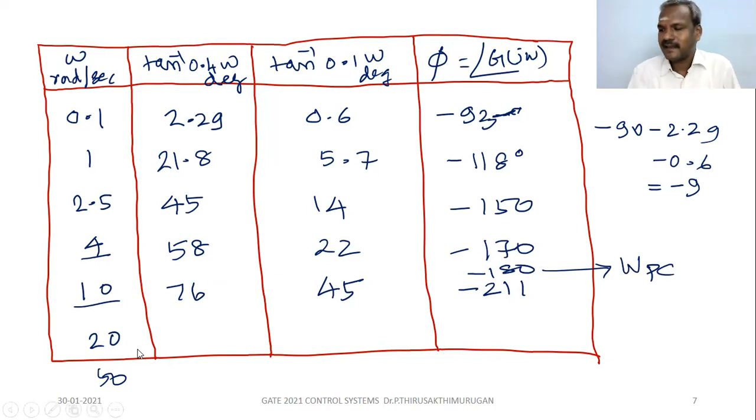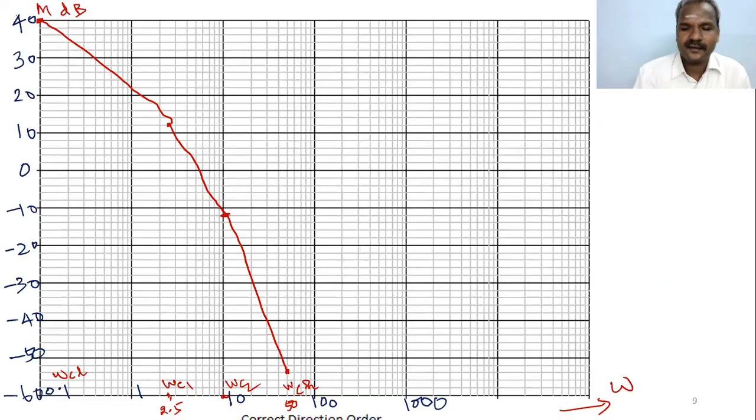No need to calculate even 20 degrees. Sorry, 20 radian per second at this corner frequency. No need to calculate, right? Let us plot for the frequency from minus 93 to minus 211. In the same plot, we can mark the value from minus 90.